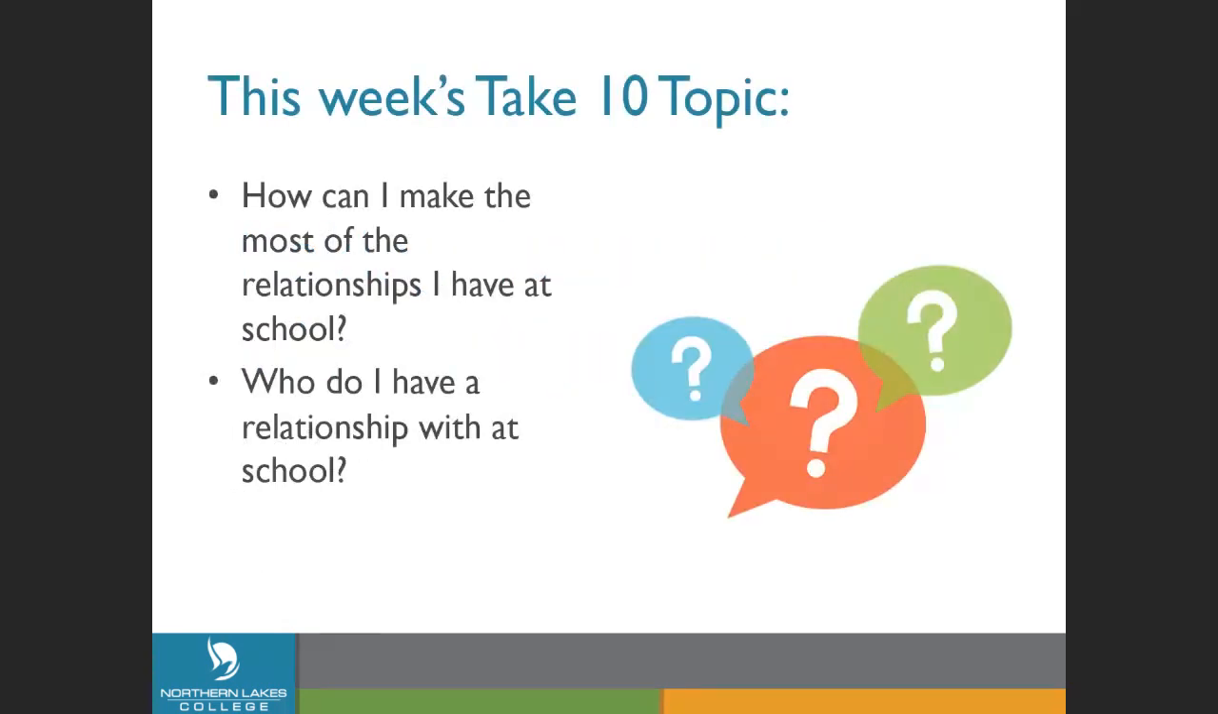So the questions that we're asking this week are, how can I make the most of the relationships that I have at school? And who exactly do I have a relationship with at school? Because the word relationship is a bit of a loaded term. We often think about romantic relationships, but of course, we have all kinds of different relationships with all kinds of different people. We have friendships, we have professional relationships, we have peer relationships with our fellow students. So there's lots of people we have relationships with at the college.